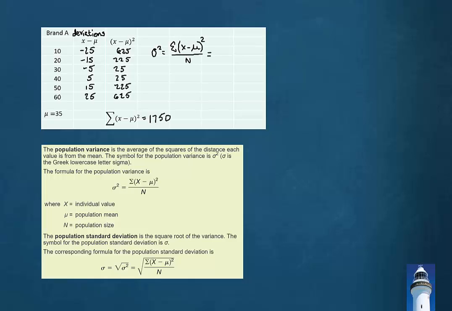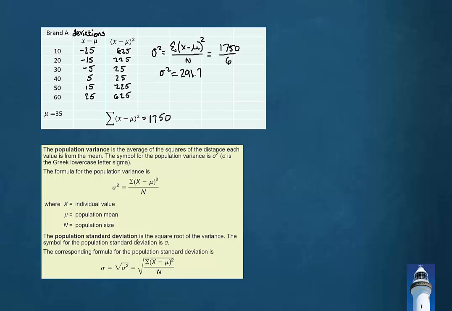We have 6 data values, so our sum, 1,750, will be divided by 6. The variance will be 291.7 when we round to 1 decimal place.